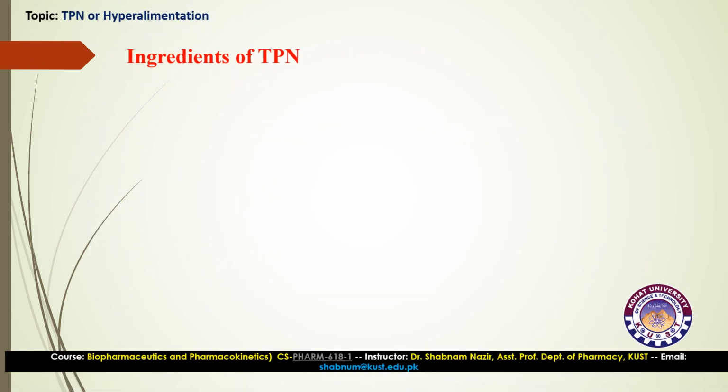So, various ingredients of TPN. TPN is composed of various ingredients. Ingredients are definitely the various nutritional substances like dextrose, amino acids, lipids, and electrolytes like sodium chloride and magnesium chloride.